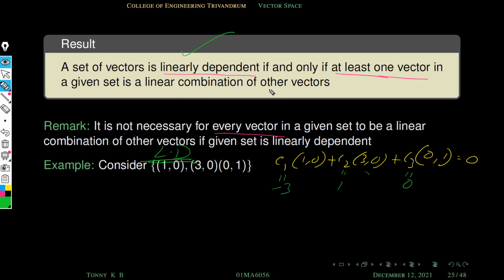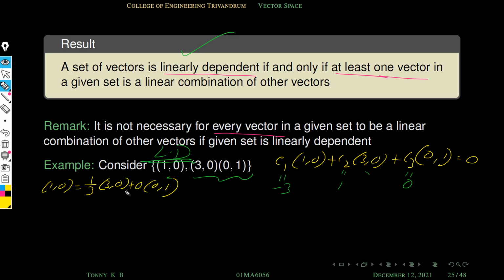Then what about the result? The result says that at least one vector is a linear combination of the rest of the vectors. What about the first one? Is it a linear combination of the rest of the vectors? This is our first vector, and these are the remaining vectors. My question: is it a linear combination of these two? Yes, possible. We can write (1, 0) as 1/3 of (3, 0) plus 0 times (0, 1). Now this (1, 0) is a linear combination of these two.